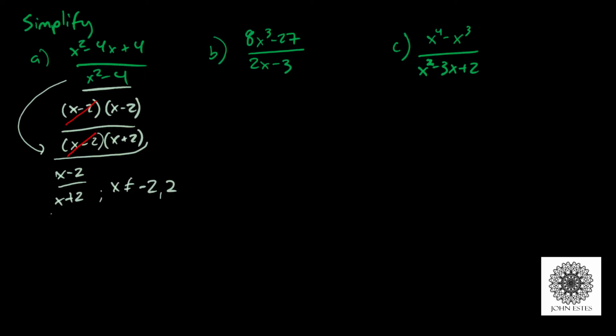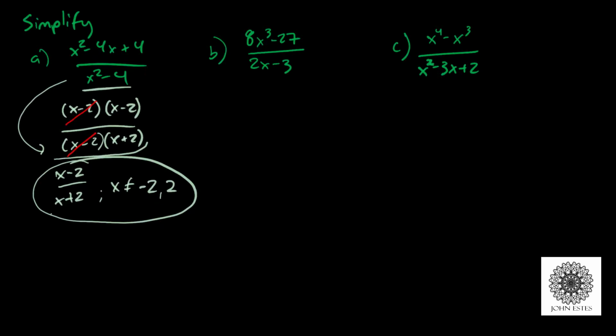So when you factor it, whatever you have in the denominator, regardless of whether it cancels out or not, you still need to make that restriction that x cannot be that thing. So here's my answer: x minus 2 over x plus 2, and x is not allowed to be negative 2 or positive 2. Okay, now looking at B, we see that the numerator is 8x cubed minus 27.